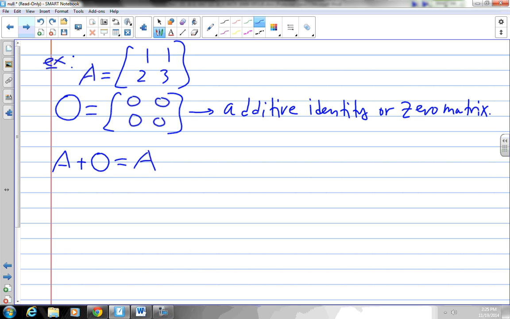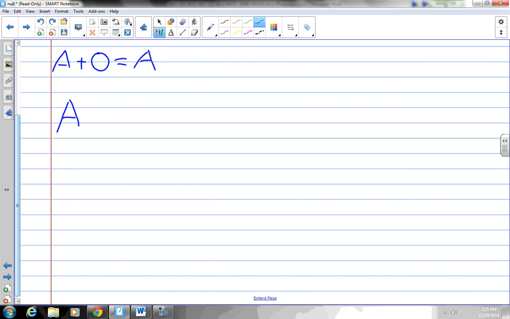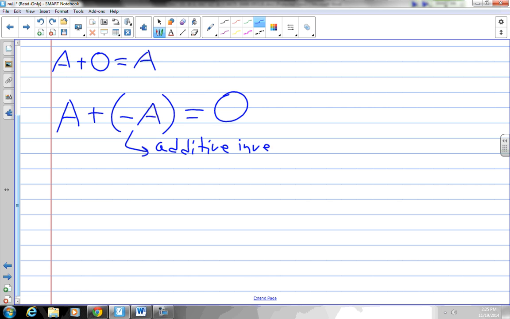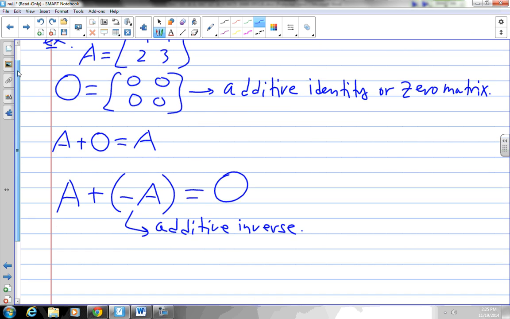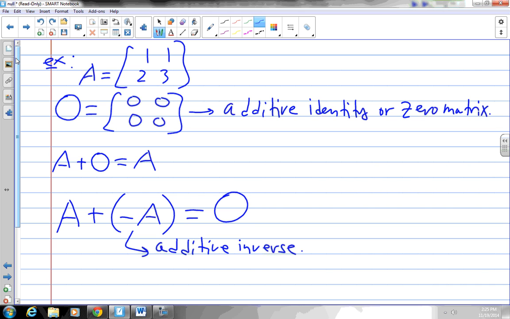Okay? So that also means if I take matrix A and I add the opposite of A, the negative A, to it, what do you think will happen? 0, right? I'm just subtracting same terms. I'll get the 0 matrix. So this is the additive inverse. Every matrix has an additive inverse. So when you add them, you get a 0 matrix. Okay? So that exists. We also have the multiplicative identity.